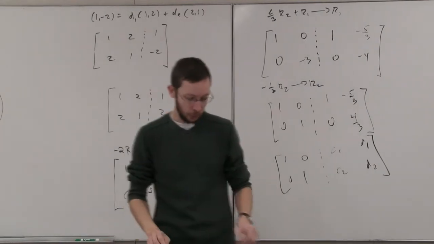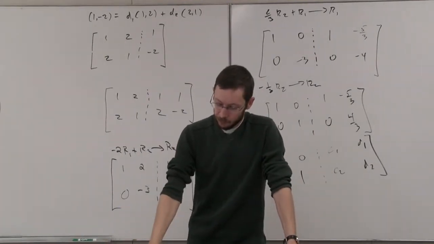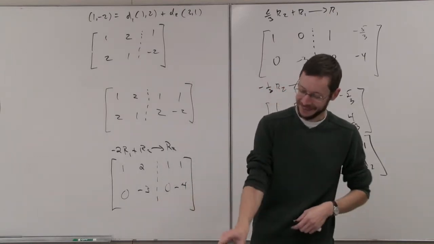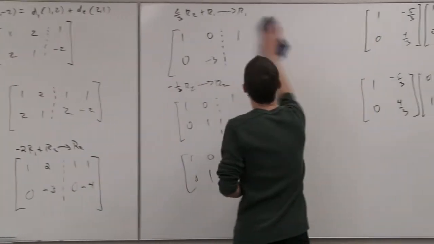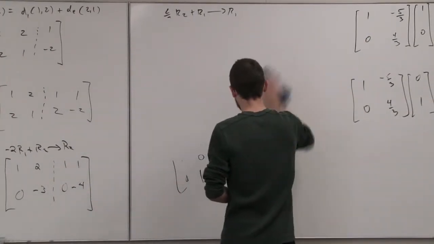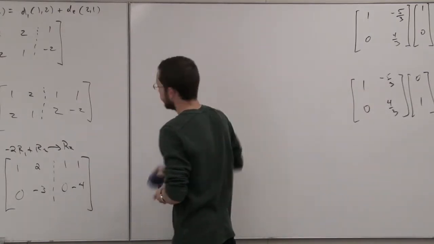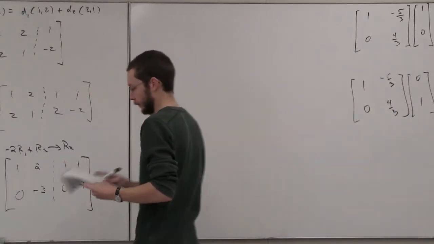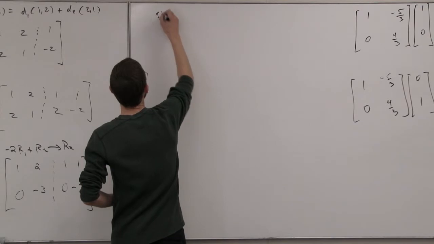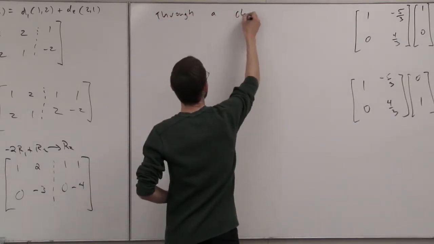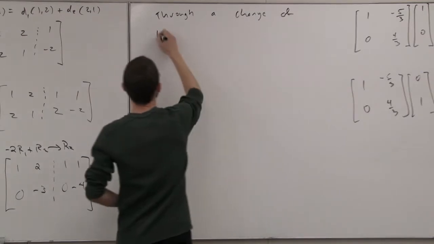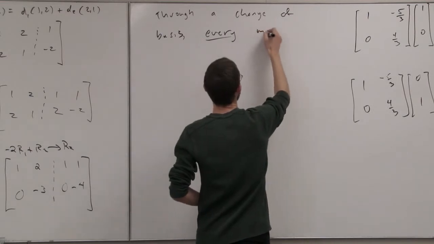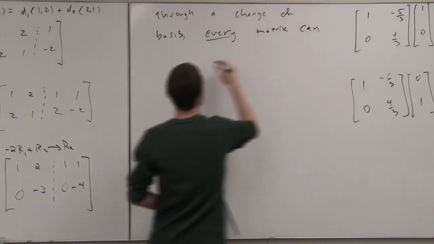So the reason it's so important is because Jordan normal form is basically just a very fancy version of changing bases. And so let's go and introduce the Jordan normal form. Finally, this is really exciting. Through a change of basis, every matrix can be put into the following form.